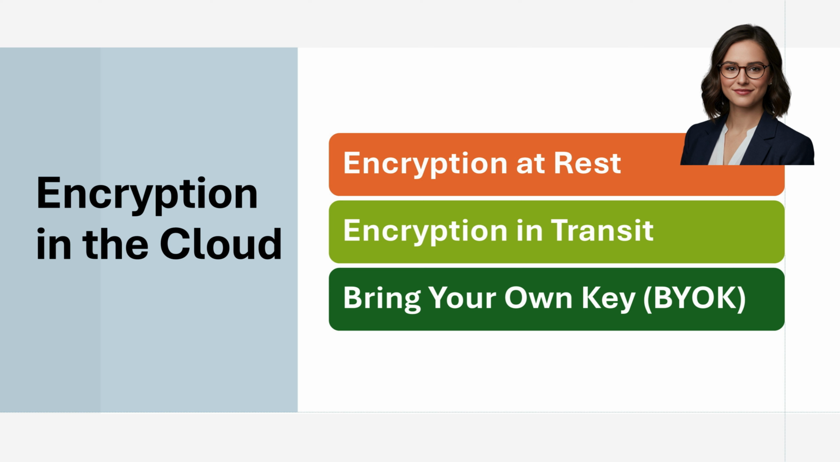Cloud providers offer a range of encryption options to help you secure your data. First, encryption at rest. This involves encrypting data while it's stored on cloud storage devices. This ensures that even if the storage is compromised, the data remains unreadable. Second, encryption in transit. This protects data while it's being transmitted over networks, such as when you're uploading or downloading files or accessing cloud applications. Common protocols like HTTPS and TLS provide encryption in transit.